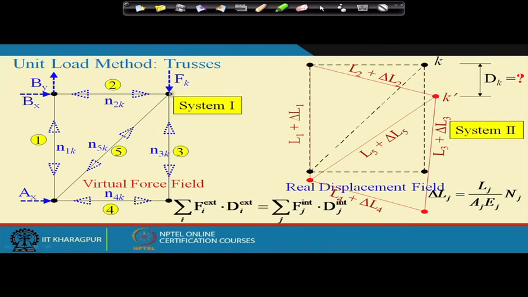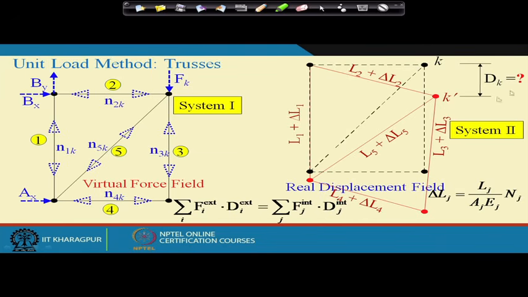This force is applied in the direction of dk, so this can be treated as the external displacement, d external, and the corresponding delta L1, delta L2, delta L3. So this is a compatible displacement field. If we apply a displacement dk here, then all the members will undergo deformation: member 1 will undergo deformation delta L1, member 2 delta L2, and so on, if we apply a displacement delta k in the vertical direction.